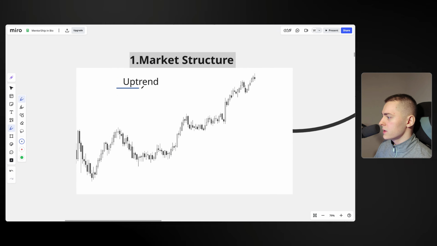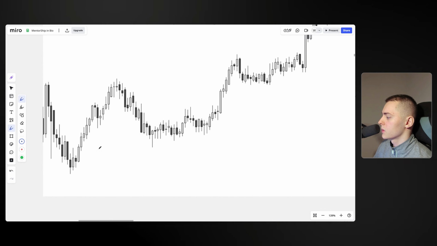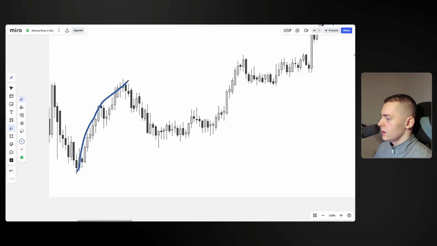And of course, we also have uptrends. It is the same principle that I have just explained in a downtrend. Let's go over it quickly. So as you can see, we are trending to the upside.